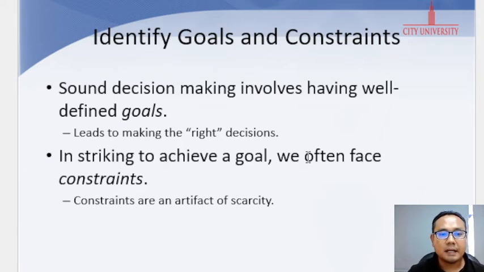As we can see from here, there are six principles for effective management. The first one is to identify goals and constraints. This is the first step in making a sound decision, which is to have well-defined goals, because achieving different goals entails making different decisions. If your goal is to maximize your grade in this course rather than maximize your overall grade point average, your study habits will differ accordingly. So sound decision making leads to making the right decision.